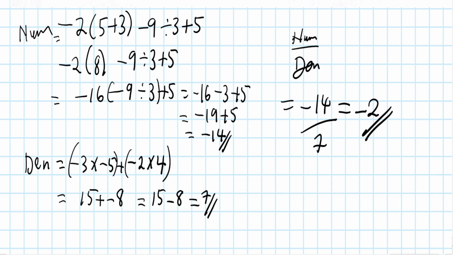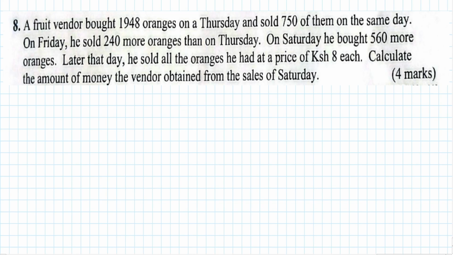minus 2. A fruit vendor bought 1948 oranges on a Thursday and sold 750 of them on the same day. On Friday, he sold 240 more oranges than on Thursday. On Saturday, he bought 560 more oranges. Later that day, he sold all the oranges he had at a price of 8 shillings each. Calculate the amount of money the vendor obtained from the sales of Saturday.